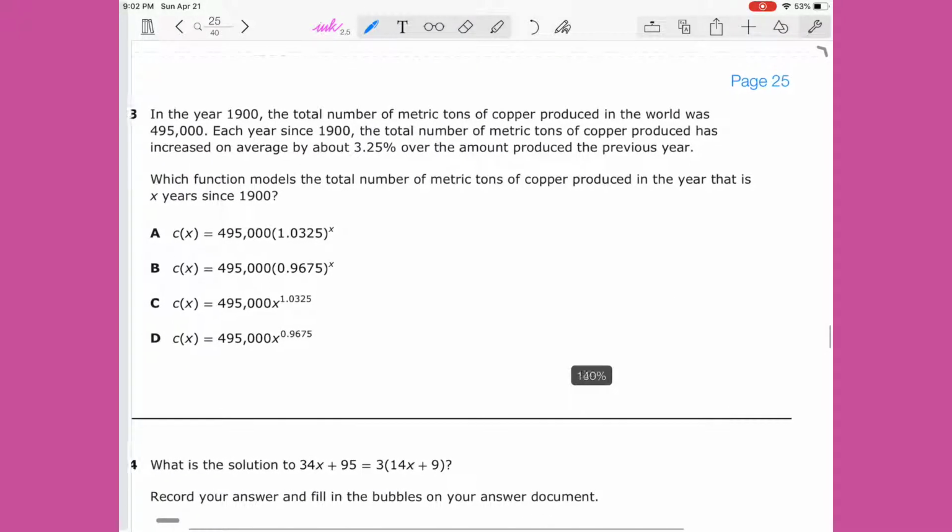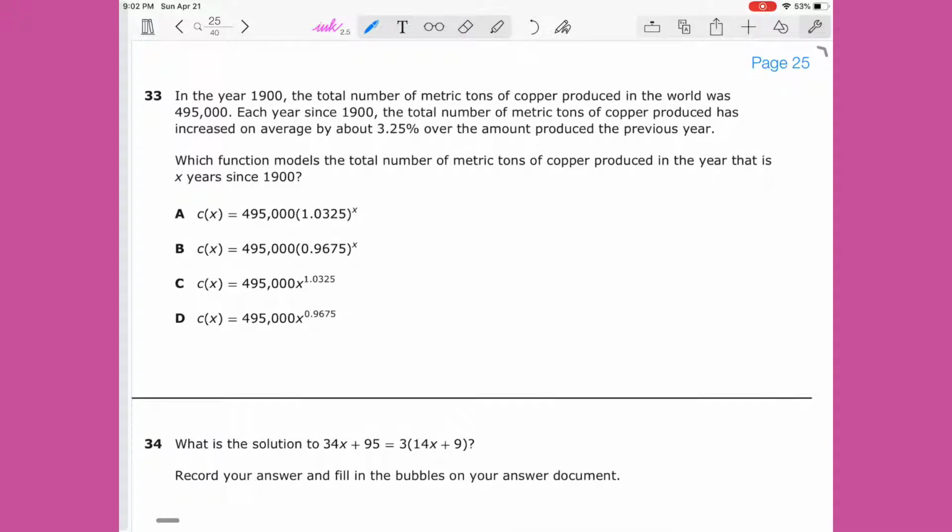In this episode, we're going to talk about number 33. In the year 1900, the total number of metric tons of copper produced in the world was 495,000. And each year since 1900, the total metric tons of copper produced every year has increased on average of 3.25% over the amount produced the previous year. Which model represents the total metric tons of copper produced in the year that has been x years since 1900?